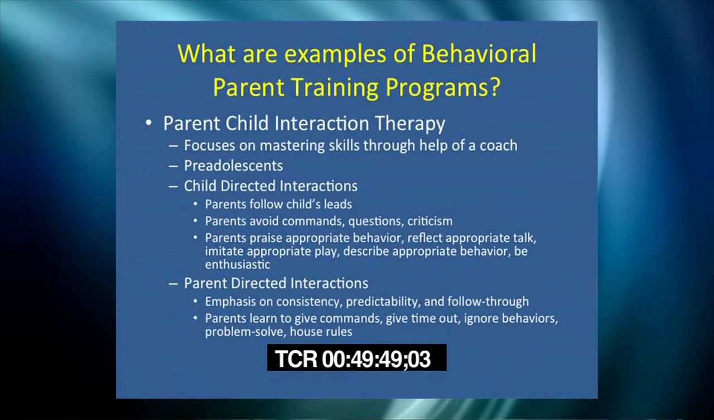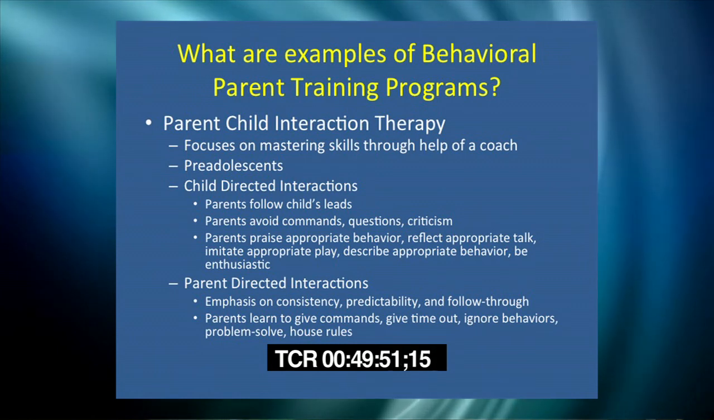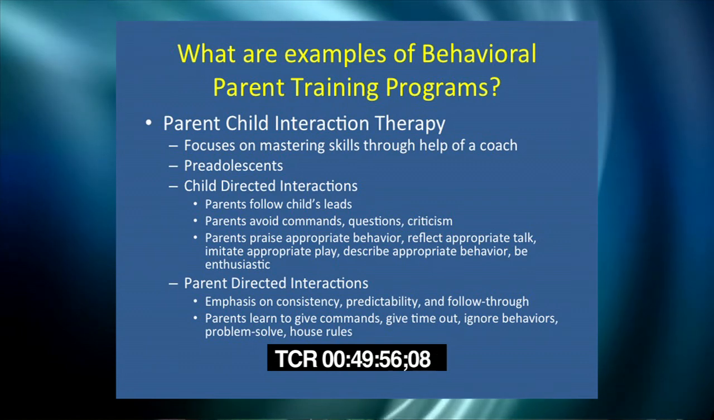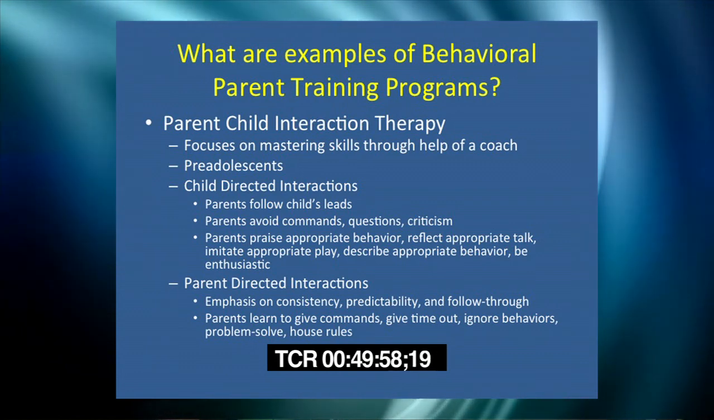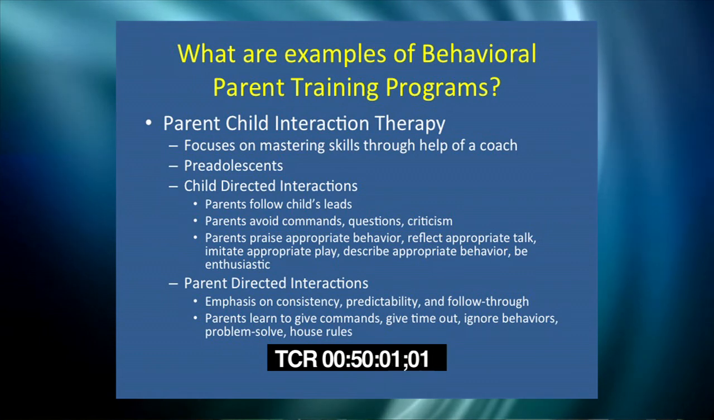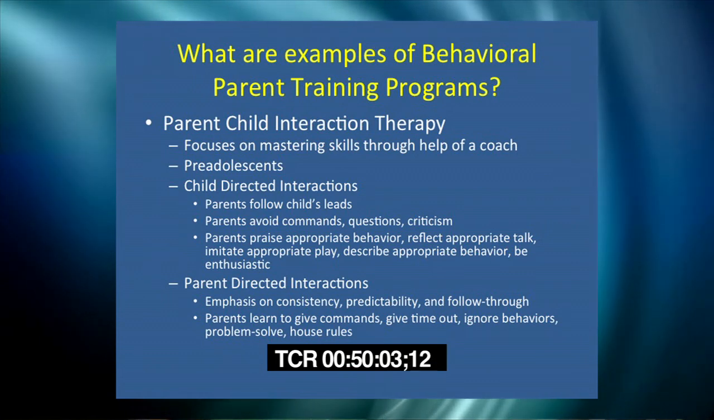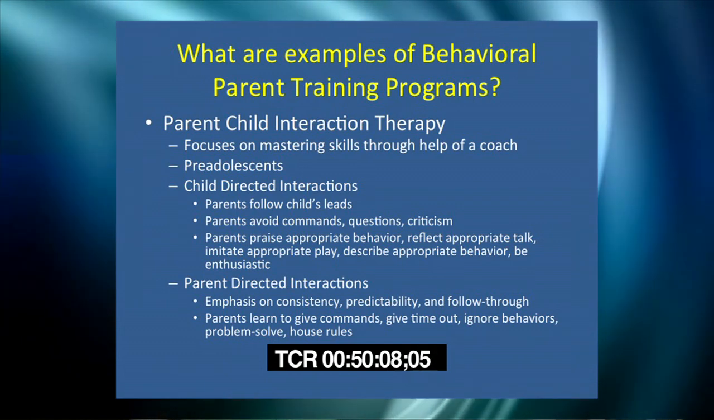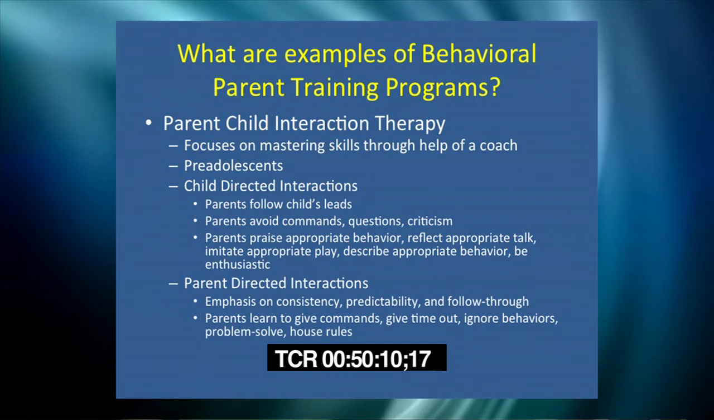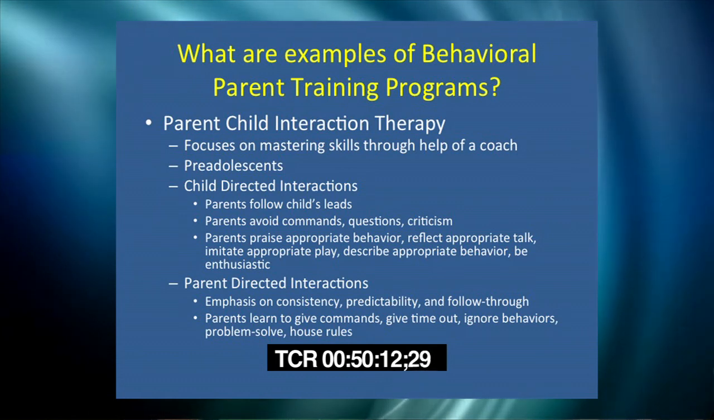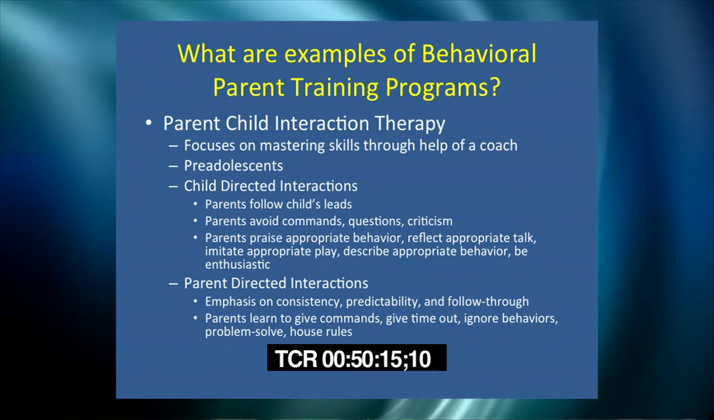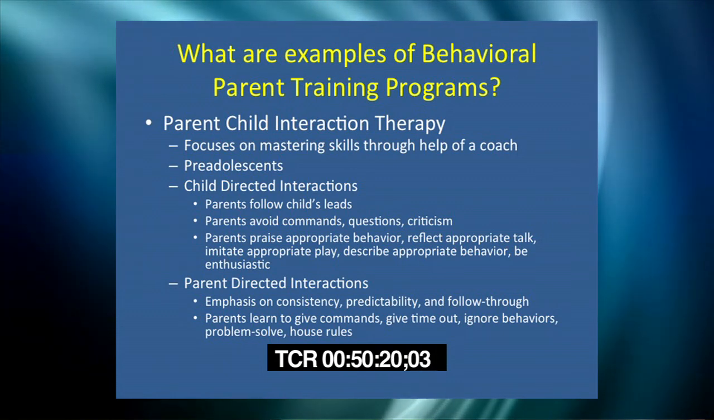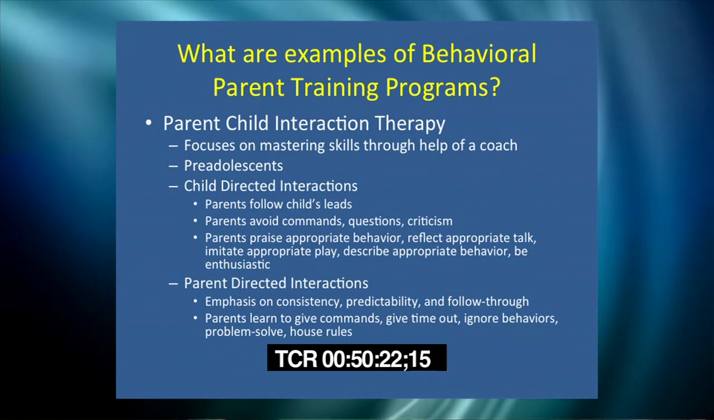Parent-child interaction therapy focuses on mastering skills through the help of a coach, again, developed for pre-adolescents. There are essentially 2 phases in parent-child interaction therapy, which is behavioral parent training: a child-directed phase and a parent-directed phase, which focuses on these things: parents following children's lead, avoiding commands, questions, or criticism, praising appropriate behavior, using reflective talk, playing, describing appropriate behavior, enthusiasm, essentially focusing on strengthening the relationship with the child.